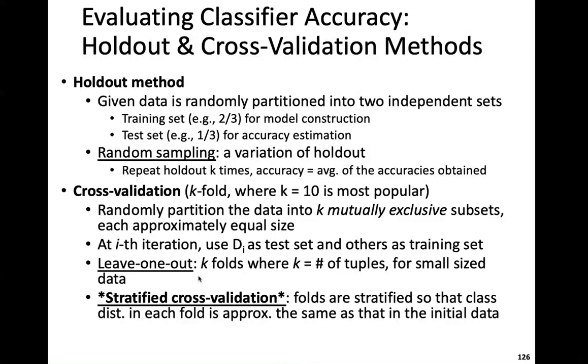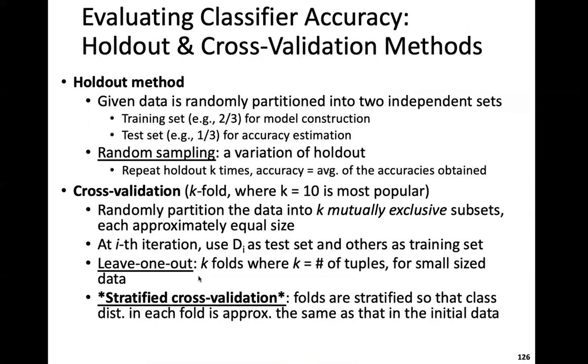One another way is called random sampling, which is a variation of the holdout. You can repeat the holdout k times and get the average of that. That is actually a better way, because as you randomly repeat, it is not biased towards any particular training sample, and as it is random, it is averaged out over the entire set of data.